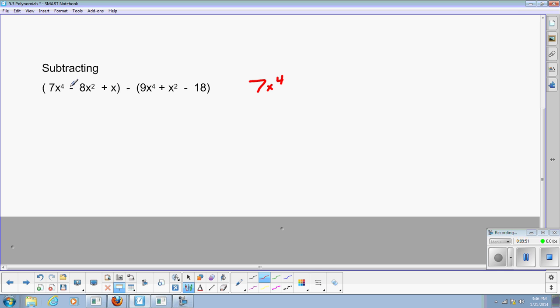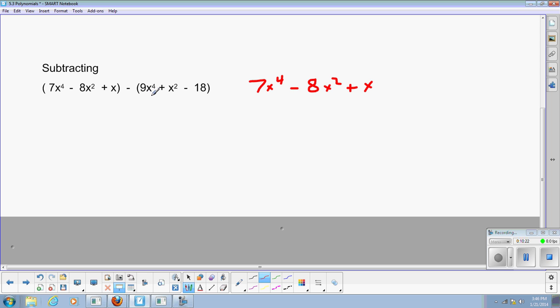Now my next term is minus 8x squared. Do I have an x squared in the other trinomial that I'm subtracting? Yes, I do. So I'll be lining those up. Here is an x. Do I have an x over here? No, I don't. And I don't have a number in the first one, but I do in the second. So I'll show you how we're lining that up. 7x to the fourth. And I'll write down minus 8x squared plus x.